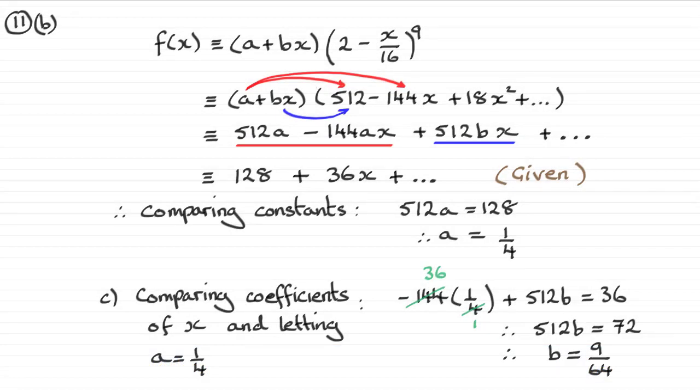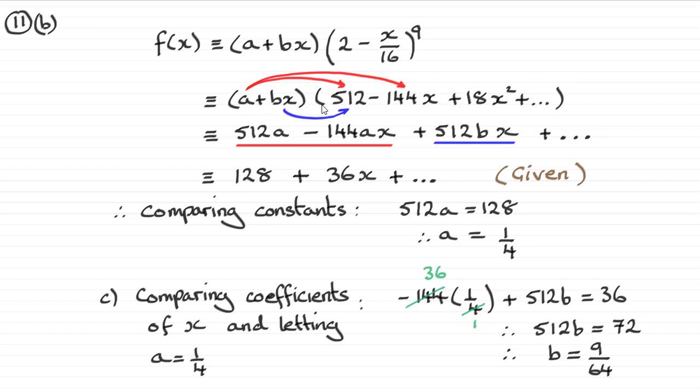Now in this part, for 11 part B and part C, we are given that f of x is a plus bx all times 2 minus x over 16, to the power 9. And we've got to work out the values of a and b given that the first term is 128 and the second term is 36x. So how do we do this?